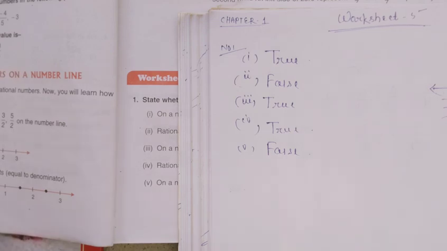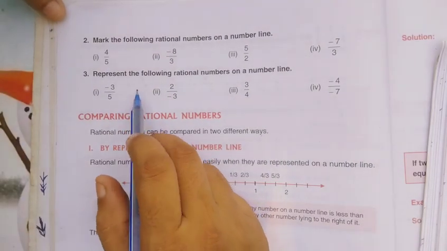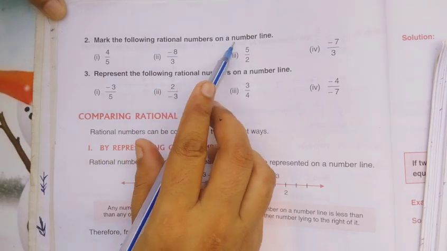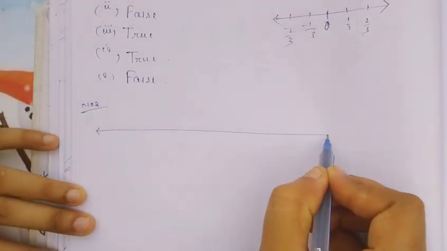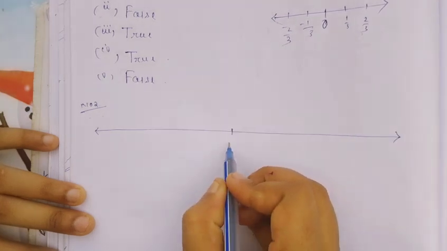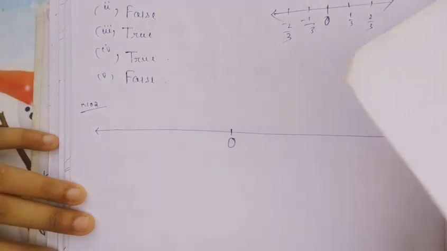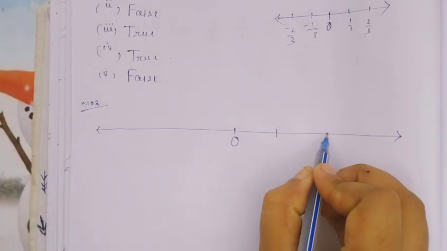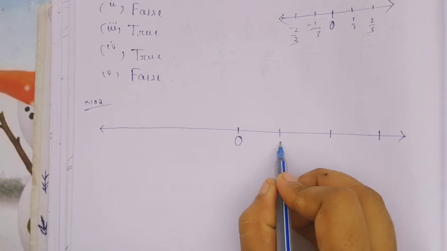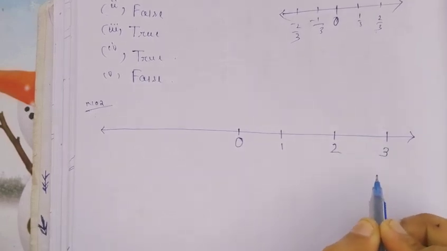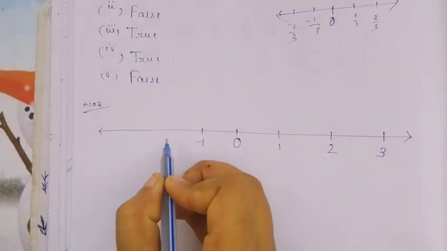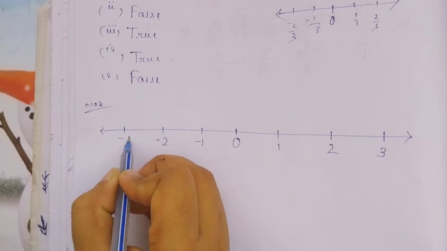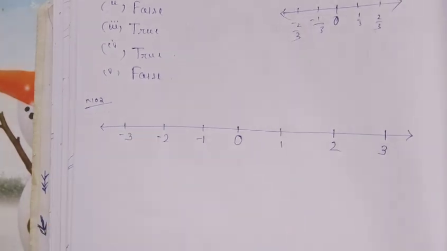Now we solve question number 2. Mark the following rational numbers on a number line. First, we draw a number line. Then we write 0. 0 is the origin point. Then 1, 2, 3. This is the right hand side, and the right hand side is the positive side. Then minus 1, minus 2, minus 3. This is the negative side, the left hand side.